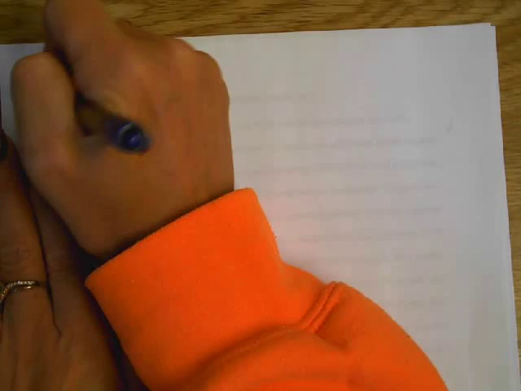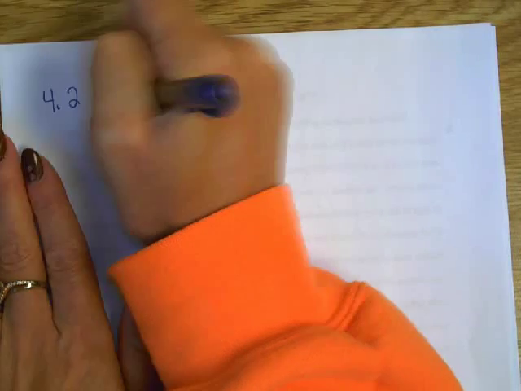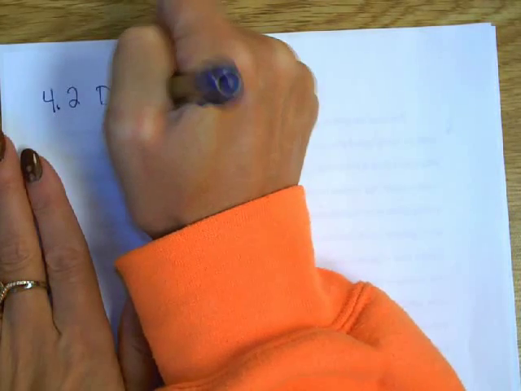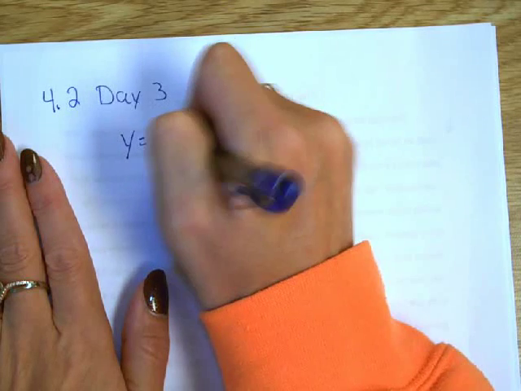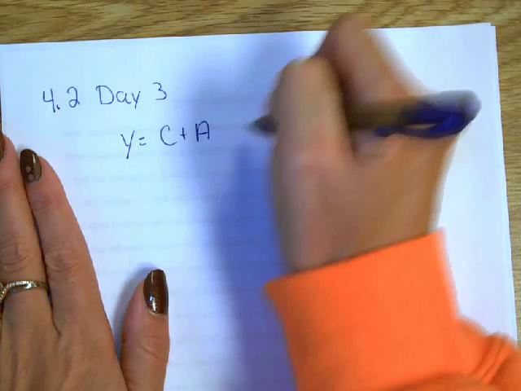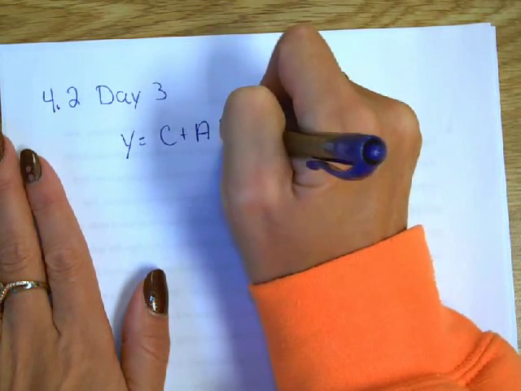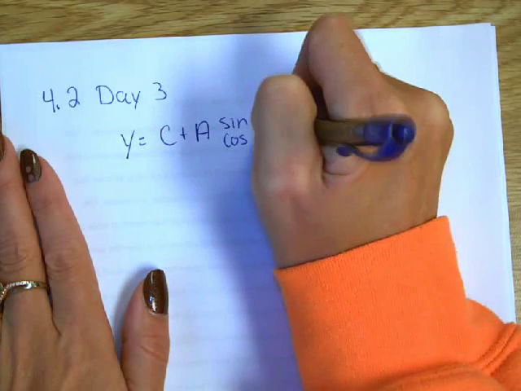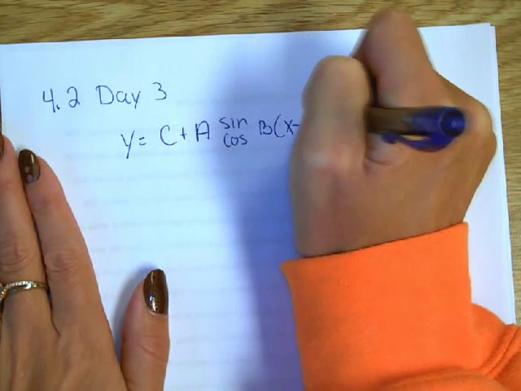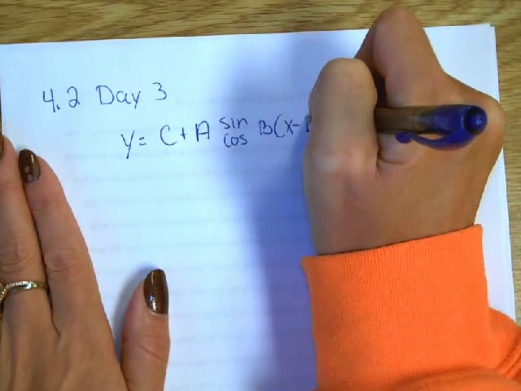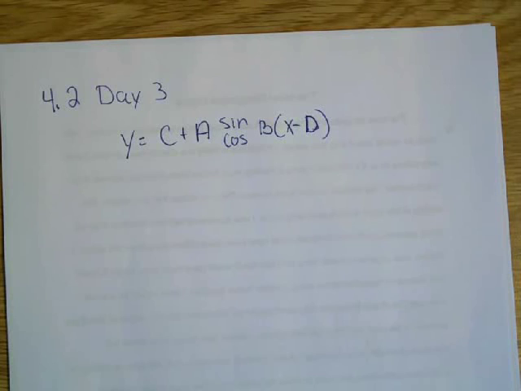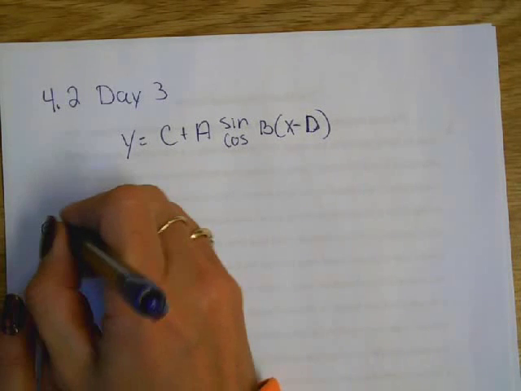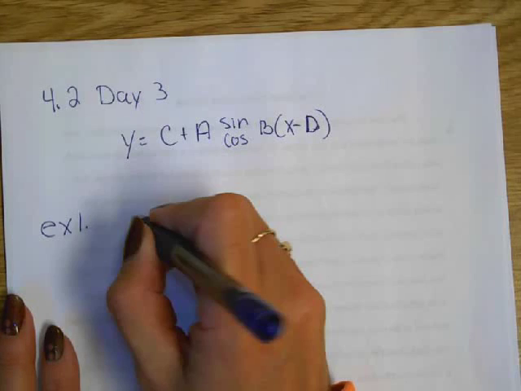All right, for day 3, let's tie it all together. It could be sine or cosine. And we should know what everything's doing here. So let's put everything in this. See how you're doing.